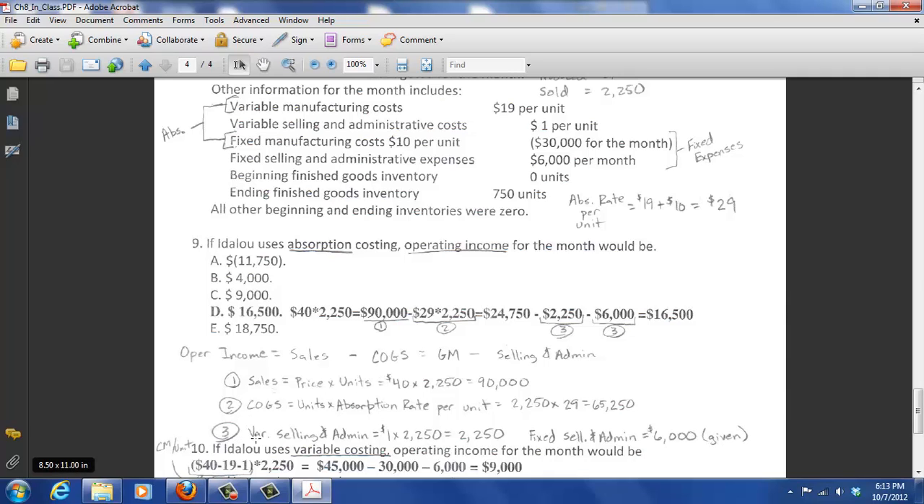And the last item here, the variable selling and admin, we're told that the costs on this one are $1 per unit. We know the number of units, so we can make that calculation as well. And then we have some fixed selling and admin costs as well, $6,000 here. And you can see once you have all these particular items lined up, you just take the sales minus the cost of goods sold to arrive at your gross margin here in the middle, and then subtract out your selling and admin expenses to arrive at the operating income.